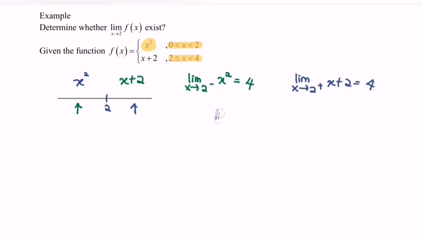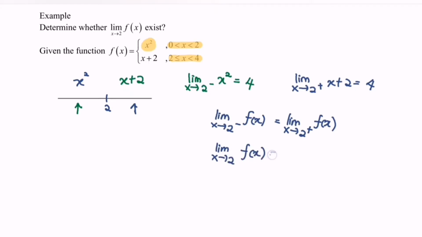So since the limit when x approaches 2 from the left for the function f(x) is equal to the limit when x approaches 2 from the right for the function f(x), they are the same. So the limit when x approaches 2 for the function f(x) approaches 4. So for this case, the limit exists.